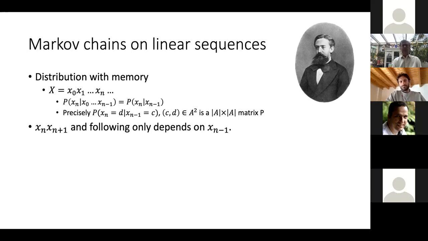So this is the definition of the Markov chain, and precisely the transition between x_{n-1}, the previous symbol, and the next symbol is given by a matrix in A by A, A meaning the size of the alphabet. And all the symbols x_n, x_{n+1}, and so forth depend only on the previous symbol. You can forget the other symbols before.